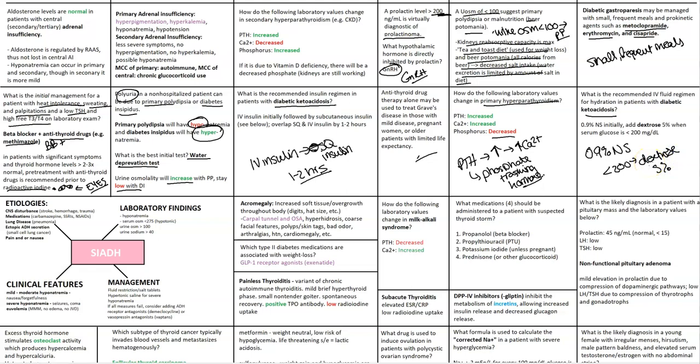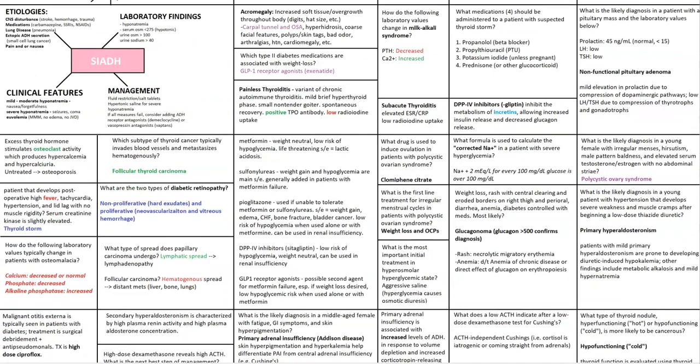Laboratory findings, etiologies, clinical features, and management of SIADH are coming up next. Sorry, the text is super small here. For etiologies, it's going to be CNS disturbances, medications, lung disease, ectopic ADH secretion, or pain and nausea. So stroke, hemorrhage, trauma, carbamazepine, SSRIs, NSAIDs, pneumonia, and small cell lung cancer can cause SIADH.